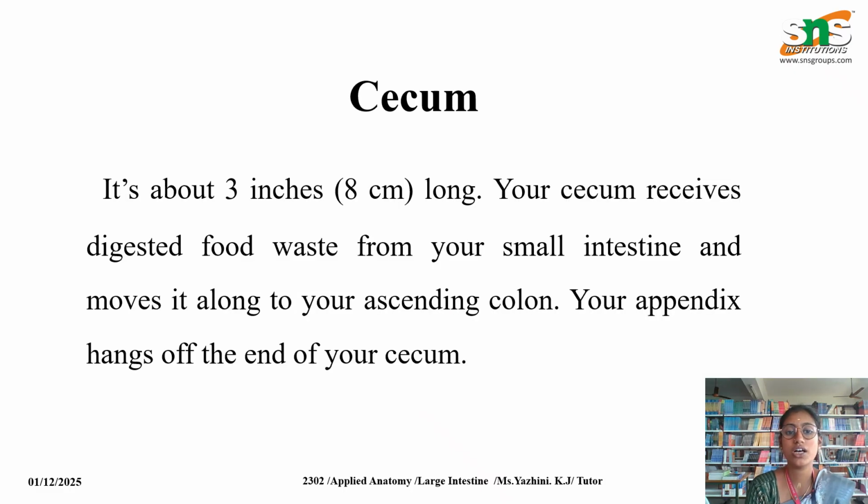The first part is the cecum, a pouch-like starter about 3 inches or 8 centimeters long. It sits in your lower right abdomen. It receives the mushy waste, and this part shifts to the ascending colon. The appendix dangles here like a little worm and is often removed in cases of appendicitis. Nurses always check the right lower quadrant for tenderness.